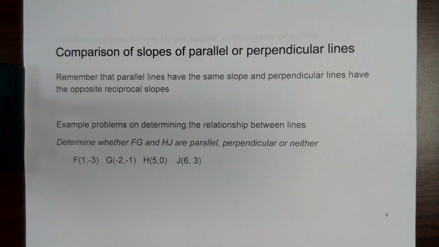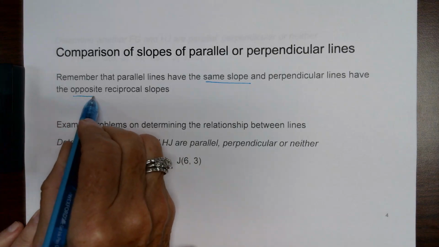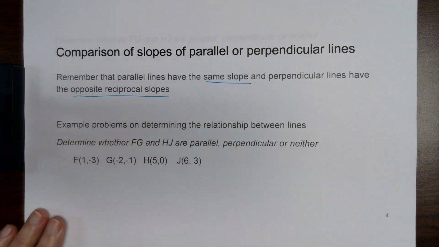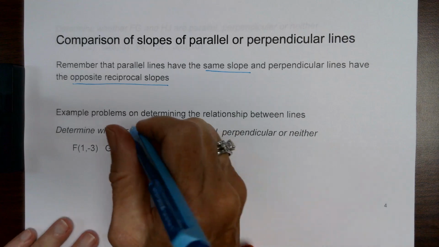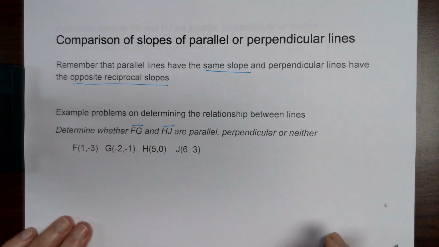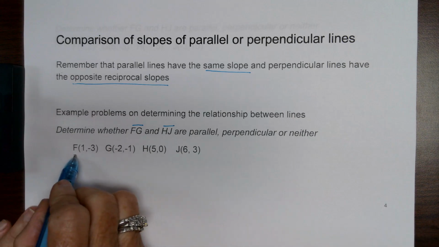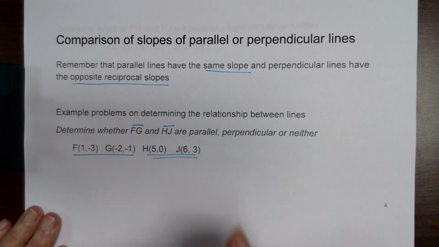Comparison of slope of parallel lines and perpendicular lines. Remember that parallel lines have the same slope and perpendicular lines have opposite reciprocal slopes. So an example problem might be: determine the relationship between the lines and determine whether FG and HJ are parallel, perpendicular, or neither. So these two go together and these two go together based on my instructions.